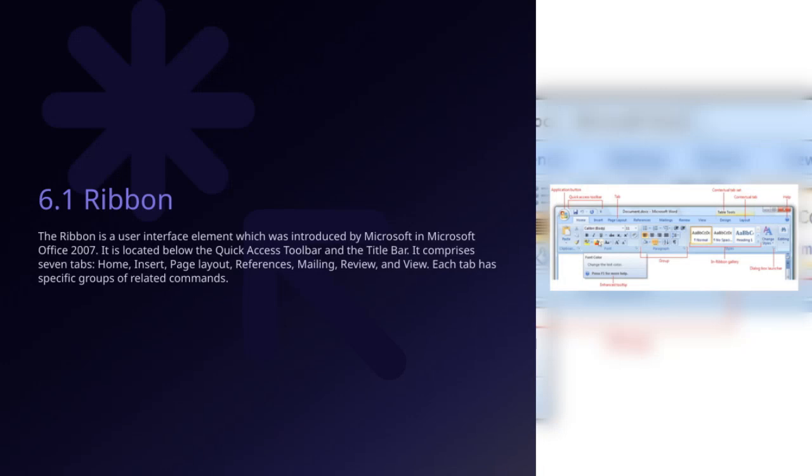The ribbon is a user interface element that Microsoft introduced with Office 2007. You can find it right below the Quick Access toolbar and the title bar. It's designed to make it easier to find and use commands quickly.